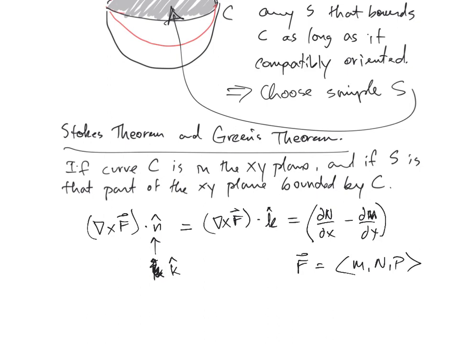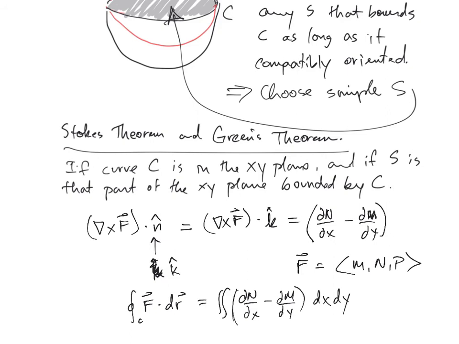So then according to Stokes' theorem, this line integral around the curve C is going to be equal to a surface integral of del cross F dot n hat, which is k hat in this case, which is, as I just said, this partial derivative minus this partial derivative, dx dy, dA, which if I'm just using xy coordinates, is just dx dy, over a region R, which is just my circle.